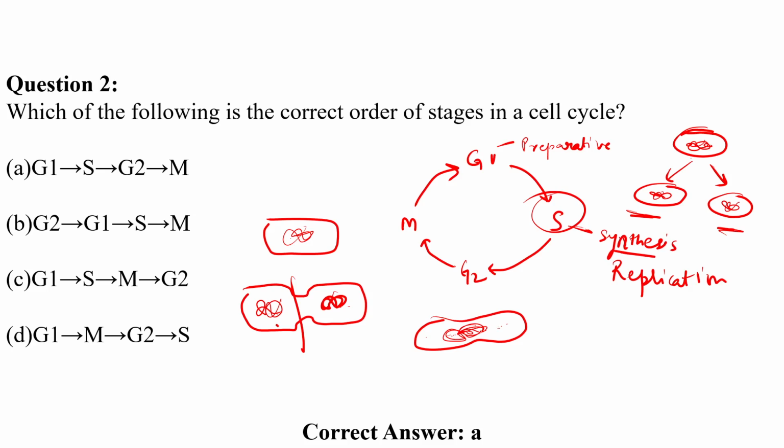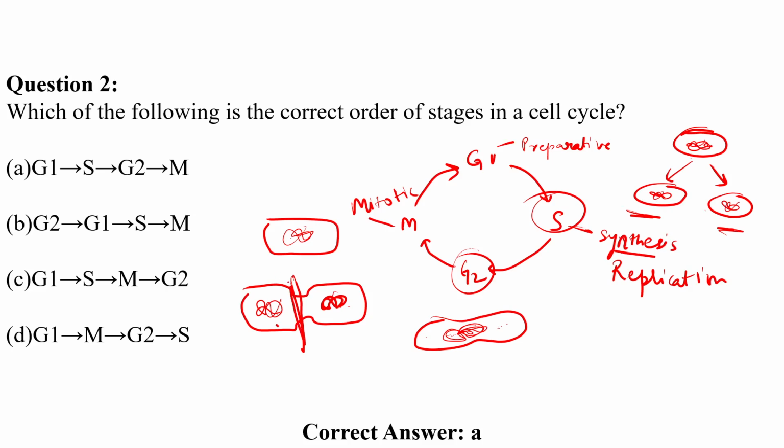So now once we have two copies of DNA, the cell will enter G2 phase, which is again a preparatory phase, where the cell will now prepare for the M phase. M is the mitotic phase. So this was the synthetic phase, this is the mitotic phase. Mitotic phase means the cell will undergo mitosis. Mitosis means the cell will finally divide into two different daughter cells.